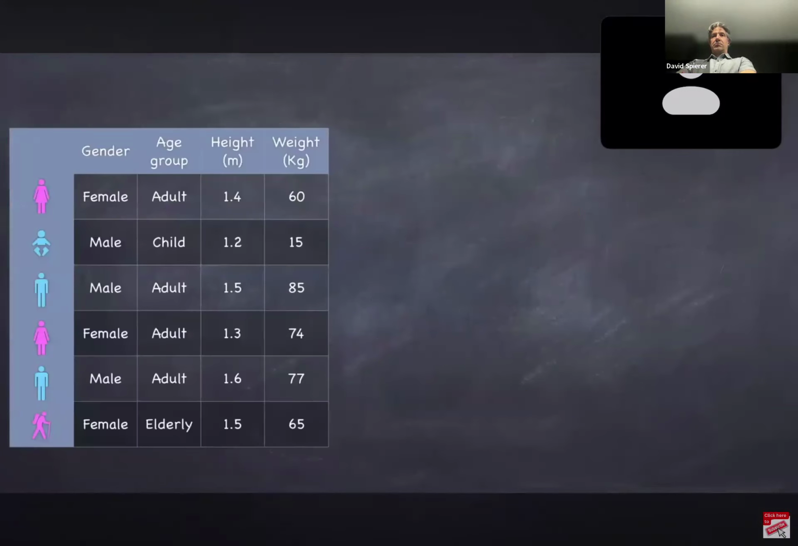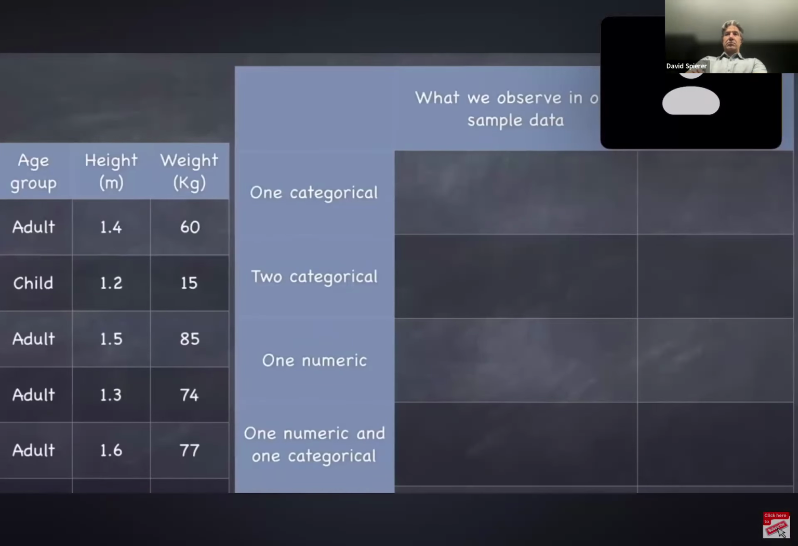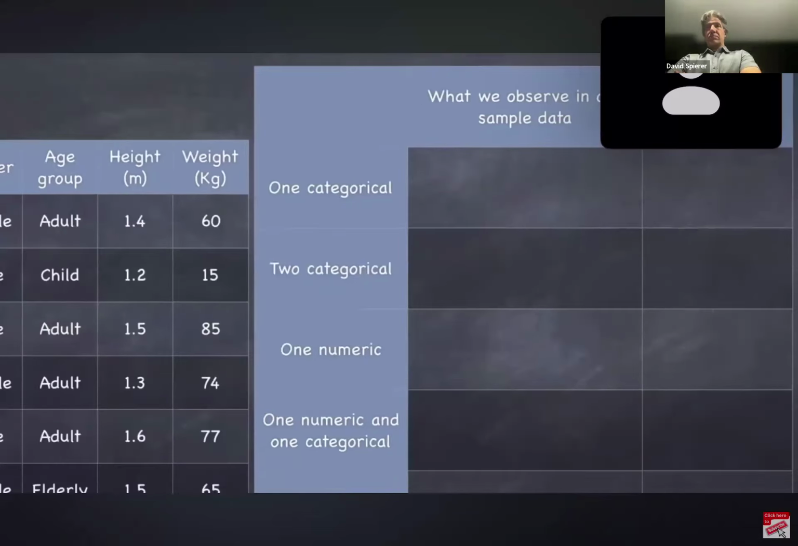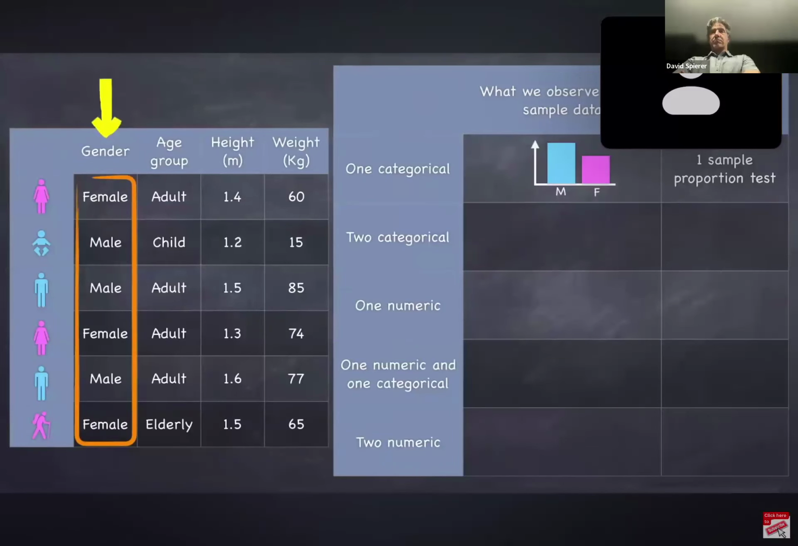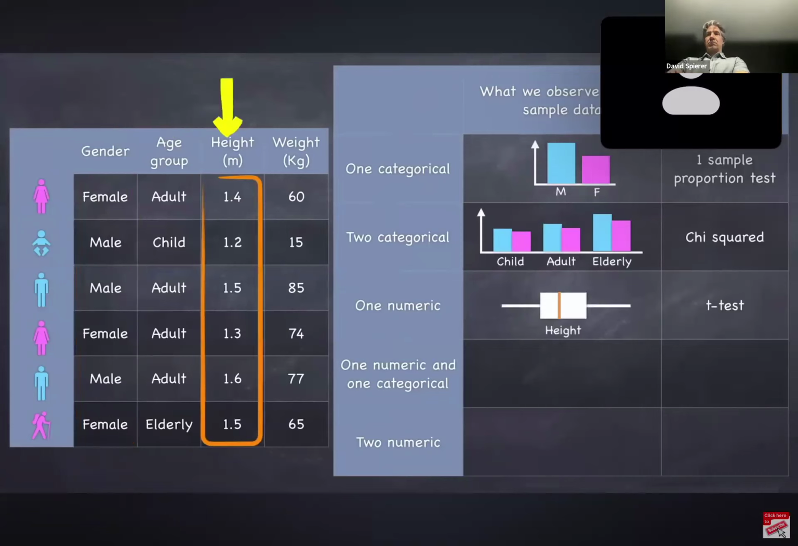So let's take a quick look at the 5 most important combinations of data that we have. And we'll look at firstly, what might we observe in our sample data given that sort of combination of data types? And secondly, what statistical test we might apply to determine whether or not we can infer anything about the wider population. So we might look at a single categorical variable like gender, and we could do a one sample proportion test. For 2 categorical variables, we would do a chi-squared test.